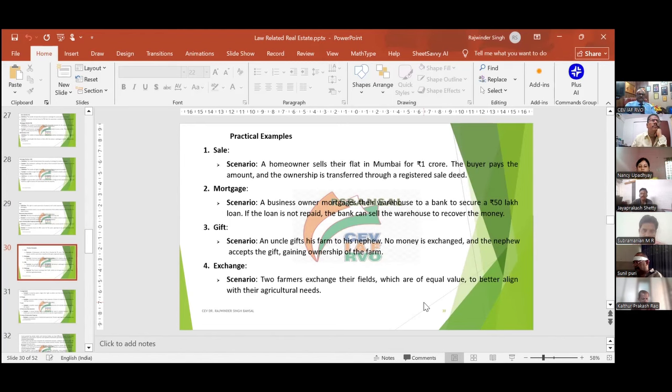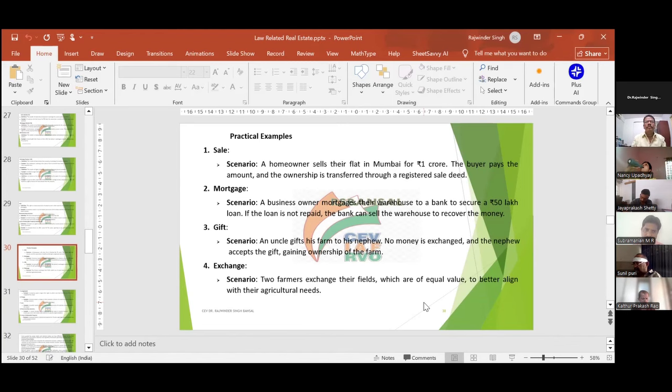Then is mortgage. A business owner mortgages their warehouse to the bank to secure a loan of 50 lakh. If the loan is not repaid, the bank can sell the warehouse to recover the money. So that is mortgage.